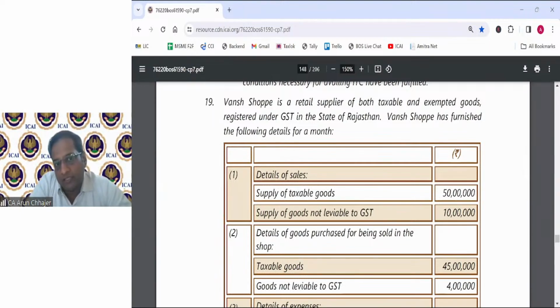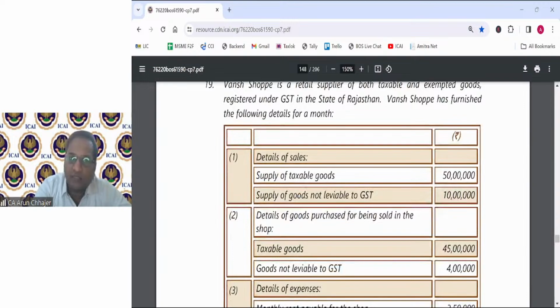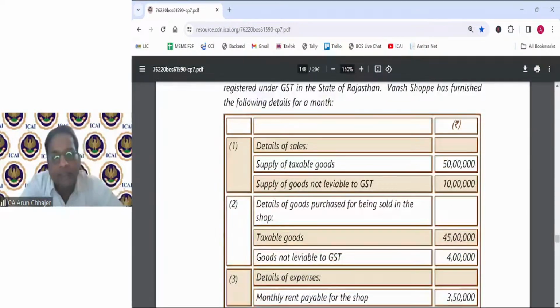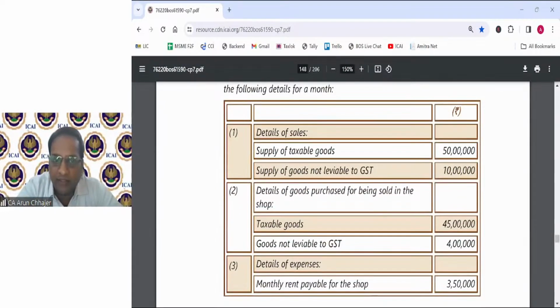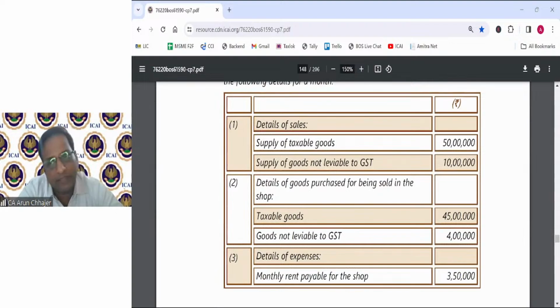First, read the question. One's shop is a retail shop with both taxable and exempted items. So it means the question of Rule 42 would come into the picture, and 43 would come into the picture. Registered in the state of Rajasthan, he has furnished the following details. Taxable supply is 50 lakh, exempted supply 10 lakh. So the total sale is 60 lakh.